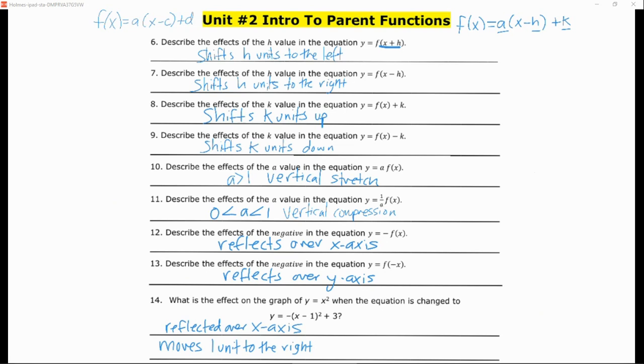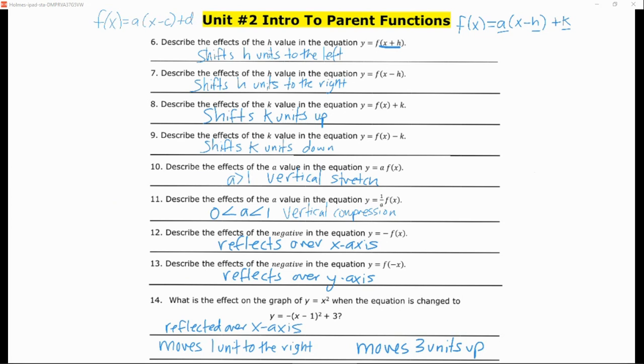And the plus 3 is going to move the function 1 unit up. Sorry, 3 units up. And I'm about to show you here on a graph what that looks like so you can compare those.